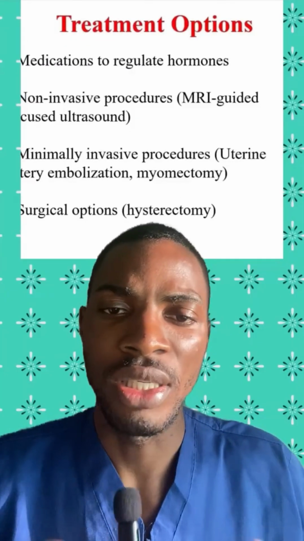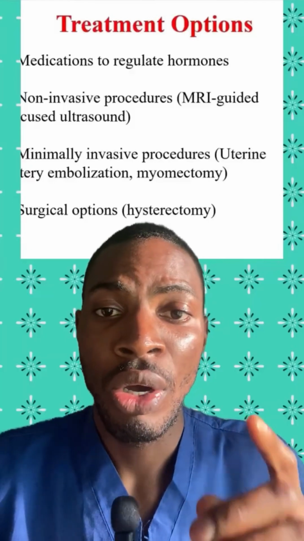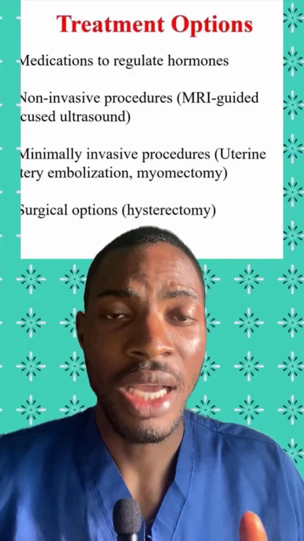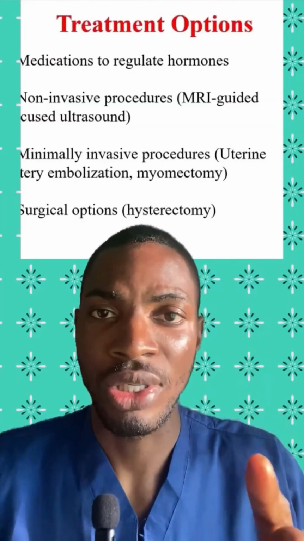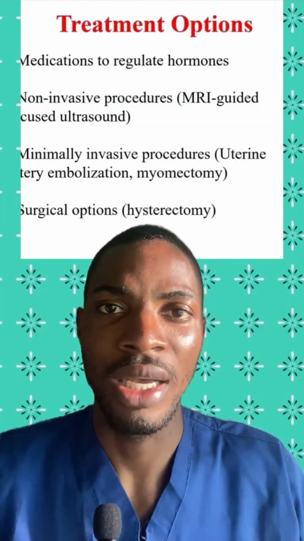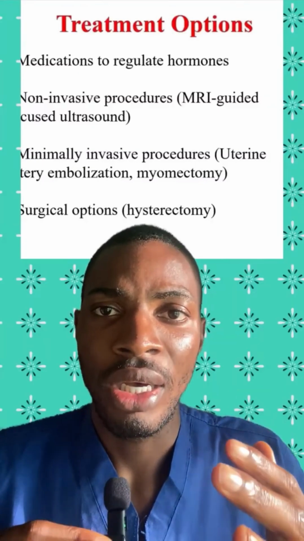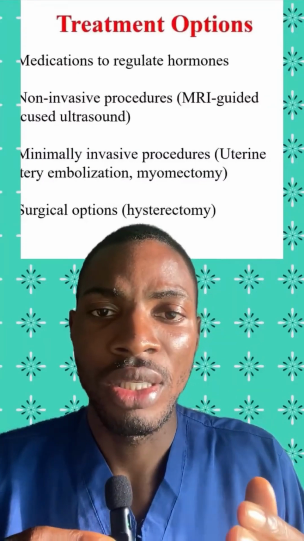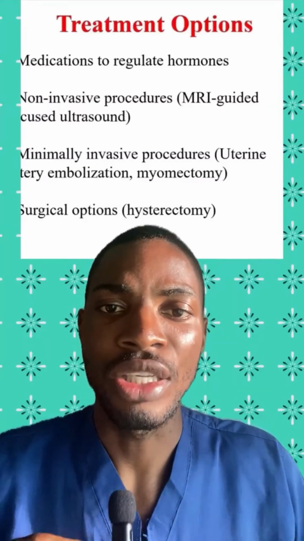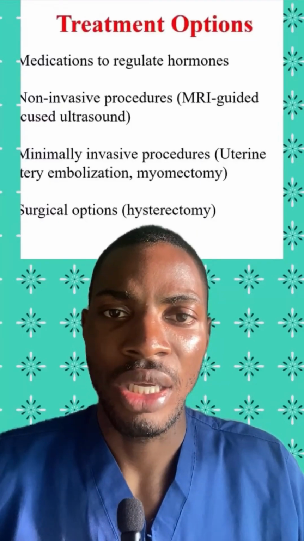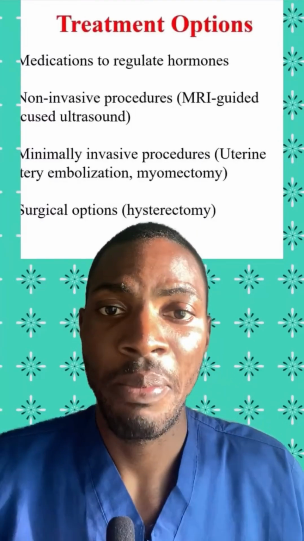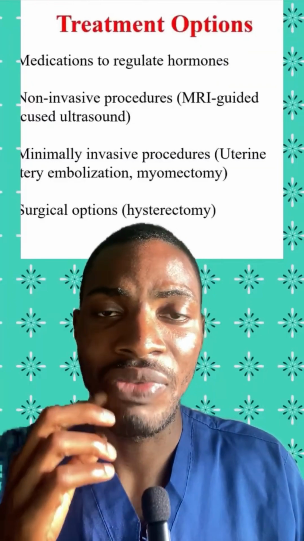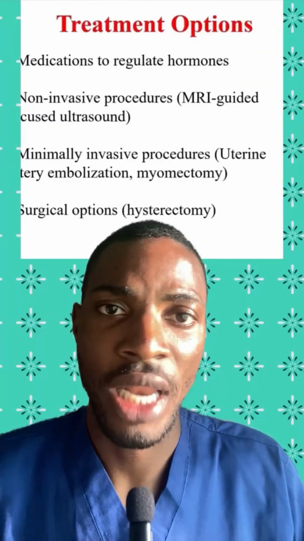Okay, how is it treated? Fibroid is treated with, number one, medication. Remember, number one cause of this condition is hormonal imbalance. Drugs can be used to regulate the hormonal imbalance. So there are drugs that are used to treat this particular condition.